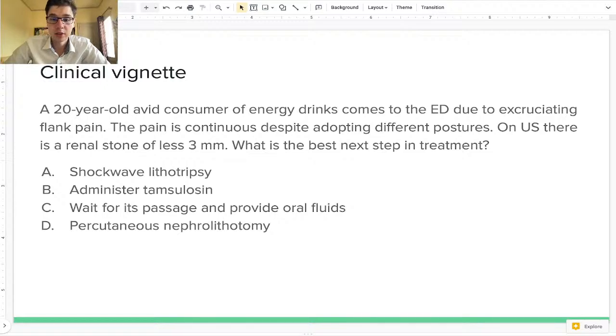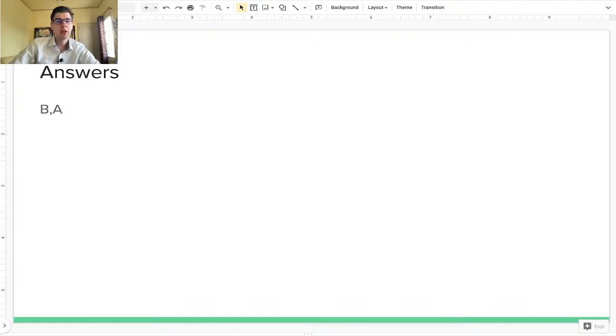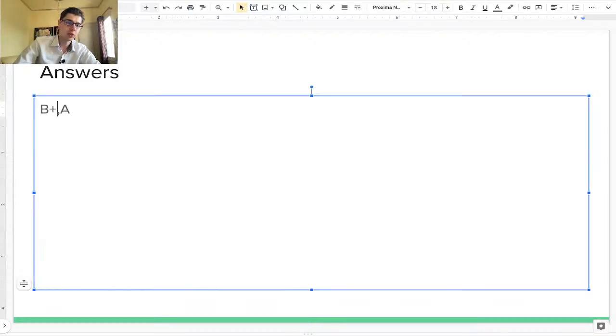Okay, let's see the answers. Indeed. So the first question, the renal stone has less than 3 mm, so wait for its passage and provide oral fluid. However, on the second question, the patient has a 7 mm stone. Therefore, we consider administering nifedipine. Here the answers were a little bit torn because it was actually C and A.